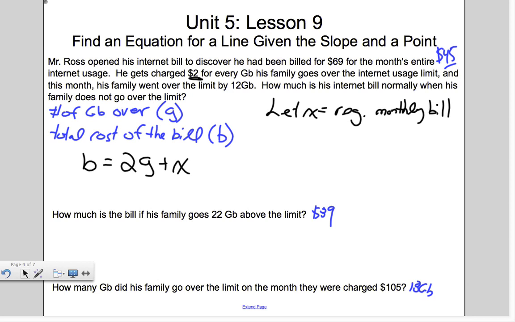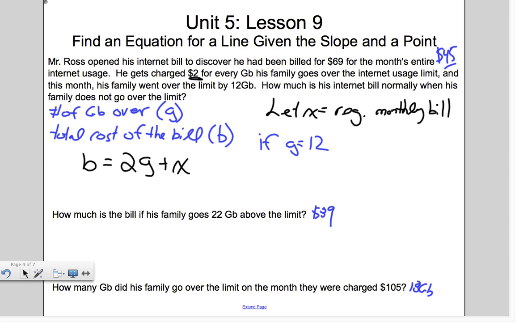How do we figure out what x is? Vince? Well, you already know the gigabytes that went over, so you could include it there. I know what? No, it's a different question. How many gigabytes did I go over? 12. Oh. So wait a minute. So you're saying that if G is 12, then what?